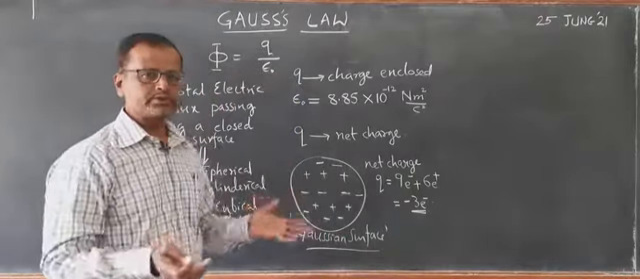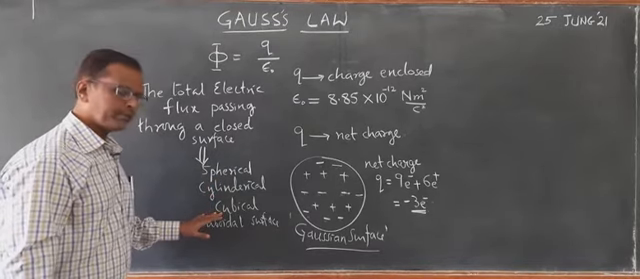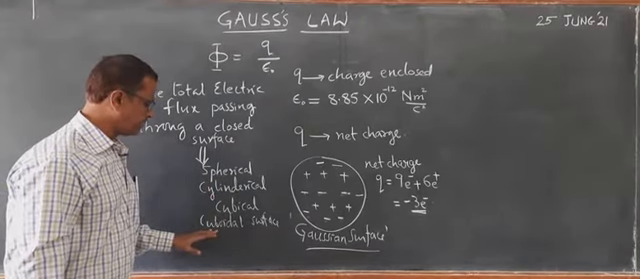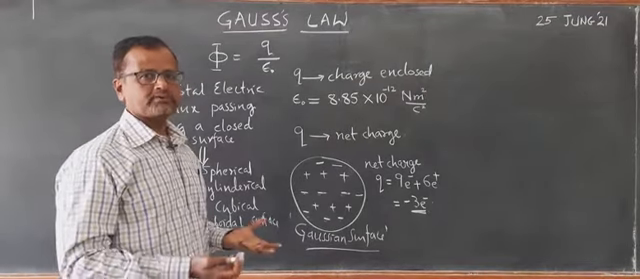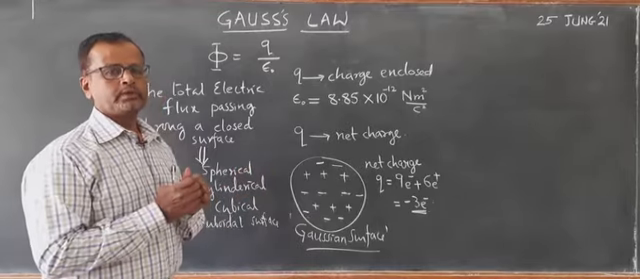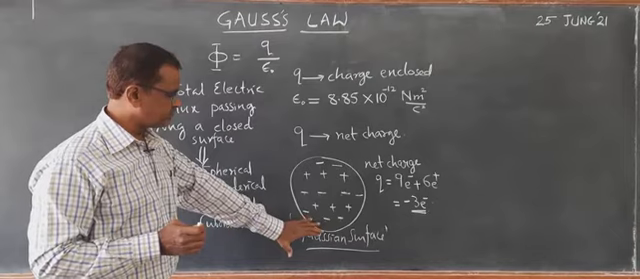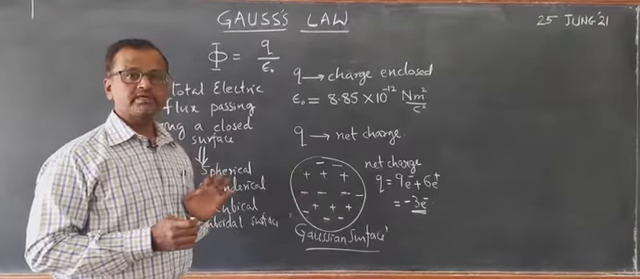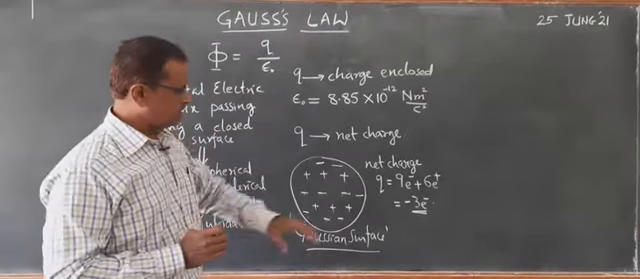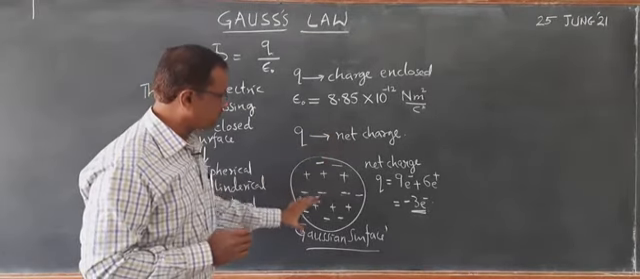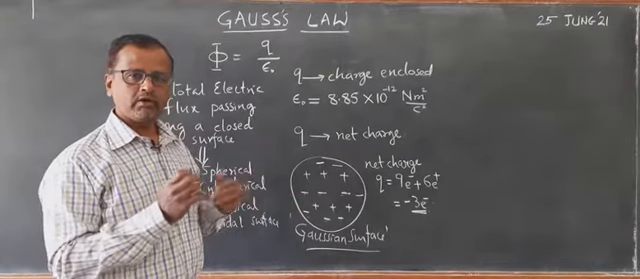The surface which is so chosen may be spherical, cylindrical, cubical or cuboidal. Any type of surface that we choose in order to apply Gauss law is called a Gaussian surface. But remember, when we choose a Gaussian surface, it must be able to include all the charges.